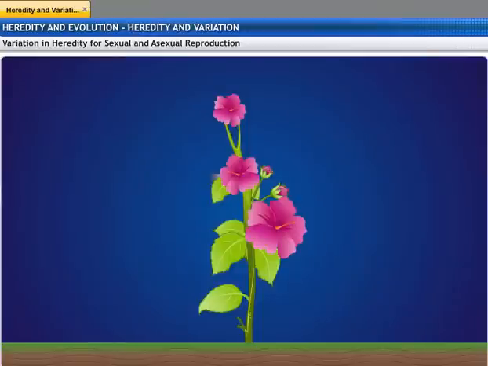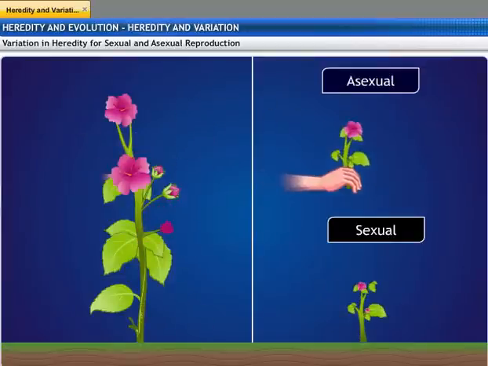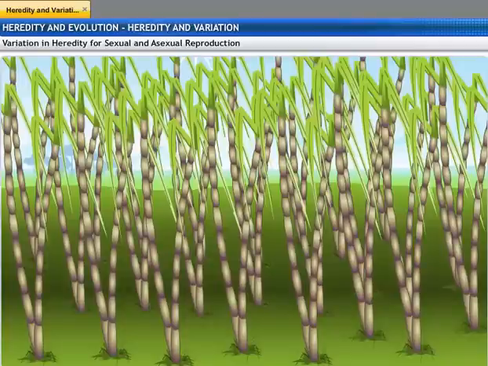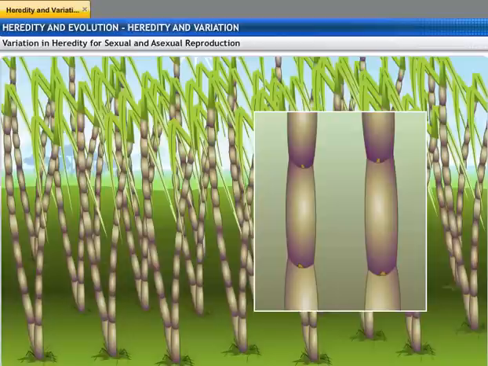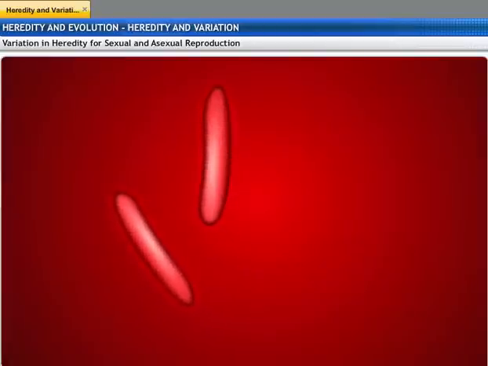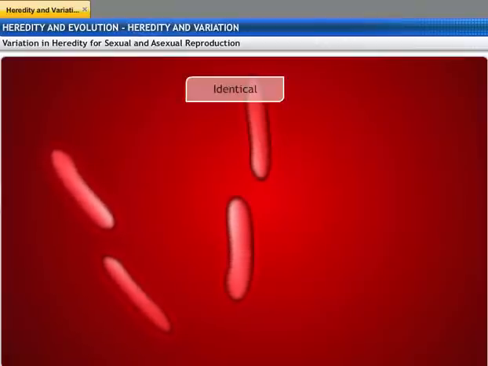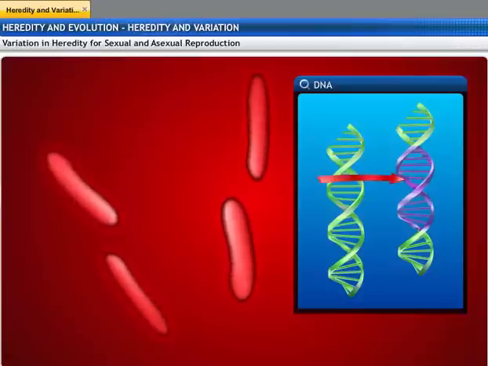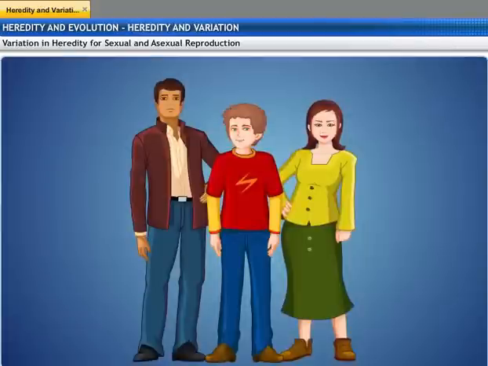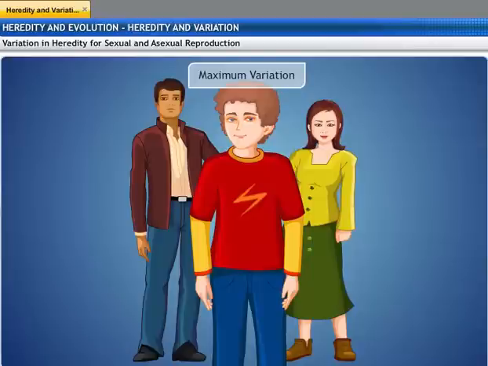Variations in heredity occur during sexual as well as asexual reproduction. Let's look at a few examples. When we observe a field of sugarcane, we hardly find variations among the individual plants. A bacterium divides into 2 bacteria, and the resultant 2 bacteria redivide to generate 4 bacteria. All these bacteria are identical. However, there may be minor differences generated due to small inaccuracies in DNA copying. Now things change slightly in the case of sexual reproduction. Maximum variation is produced by this process, as can be seen in the case of human beings.